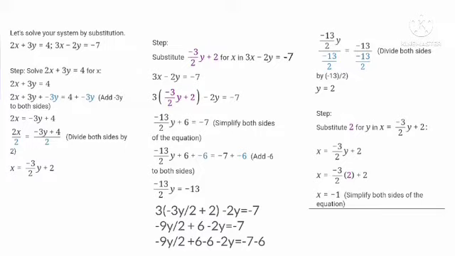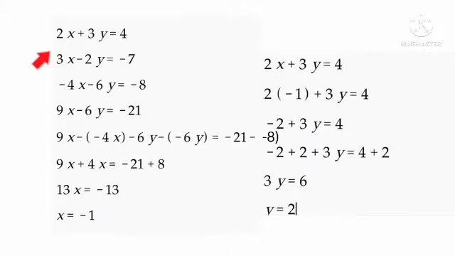We are going to solve this same question now using the elimination method, and you will see the elimination method is a lot faster. This is what I want you to understand. So let's proceed through the elimination method. Now we have 2x plus 3y equals 4, and 3x minus 2y equals negative 7. Now we're going to solve using the elimination method. How do we go about this?